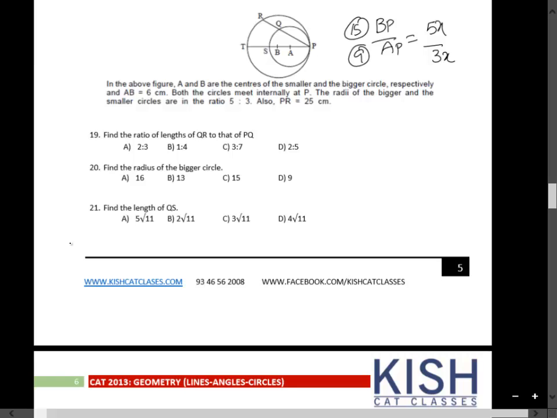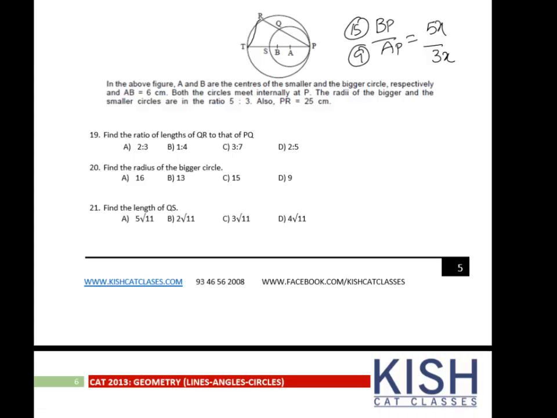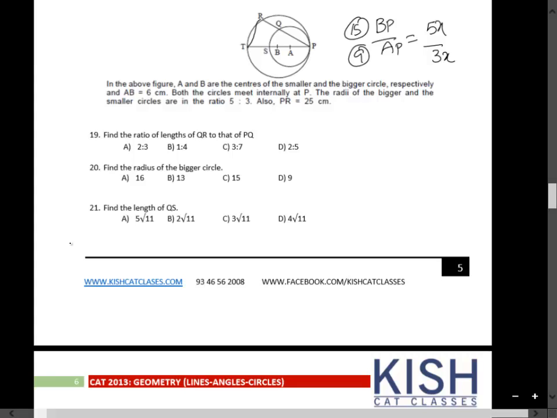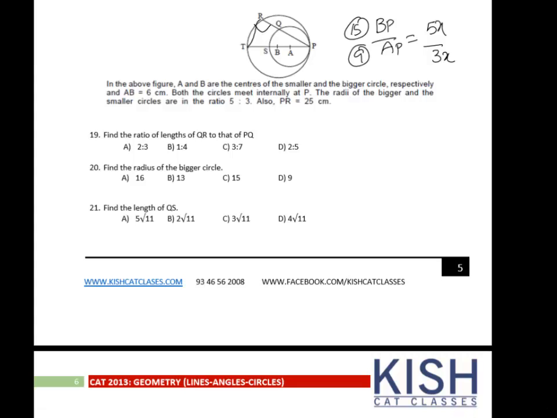Now, look at this one. If you join this TR, PTR is a triangle. And what is PT? Diameter. So it means that this angle is 90 degrees. Now I know PT because I know BP. BP is 15. PT is the diameter, that is 30. I know PR. Now I can find TR just like that. Once I find TR, then it is a matter actually.